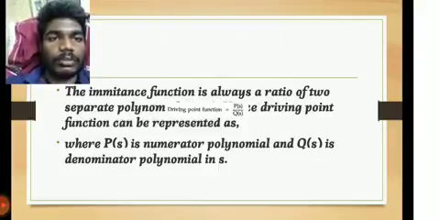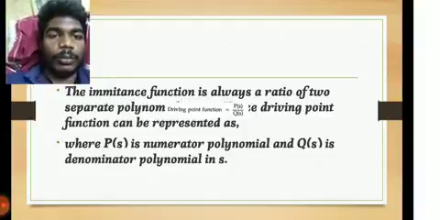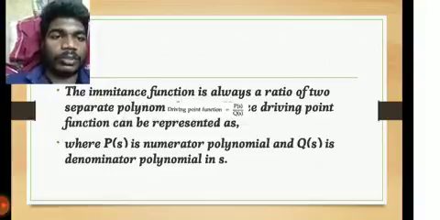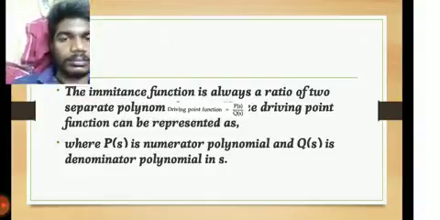So the impedance function is always a ratio of two polynomials, P of S and Q of S, where P of S is the numerator polynomial. We just now saw the driving point function is equal to P of S by Q of S, where P of S is the numerator polynomial and Q of S is the denominator polynomial in S.